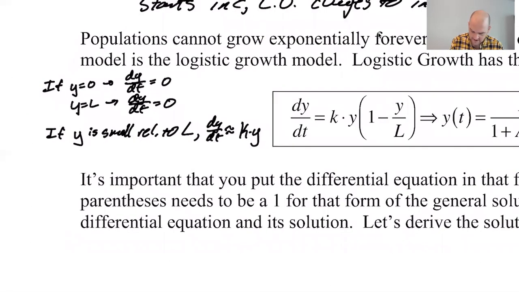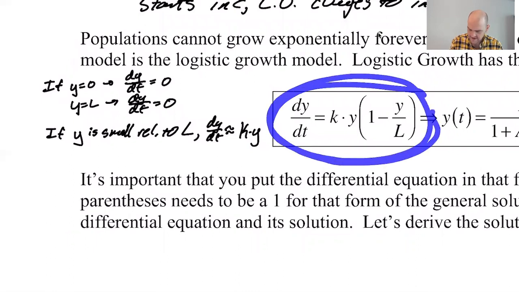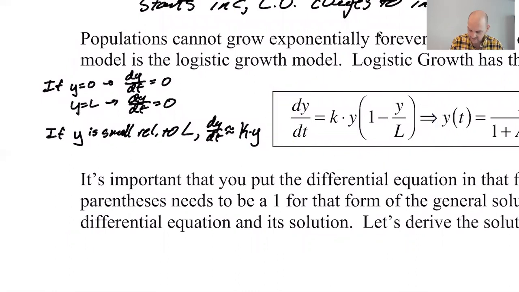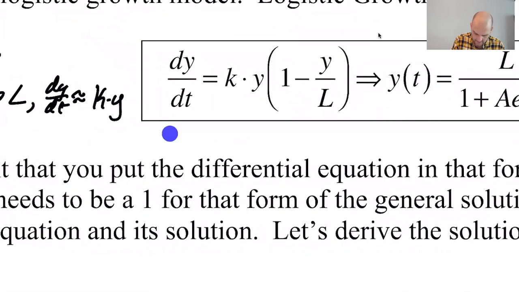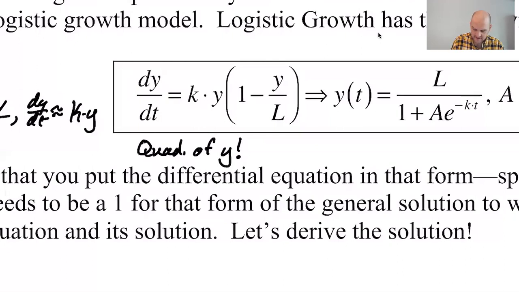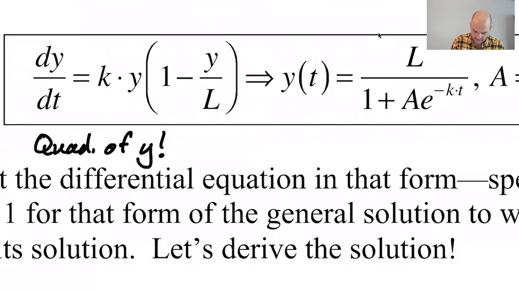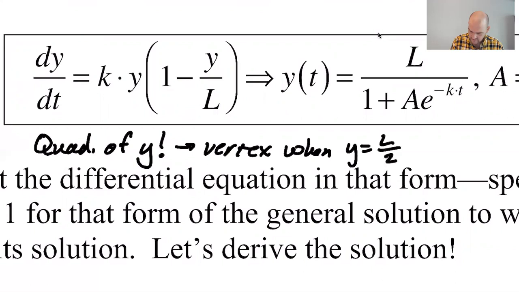Another thing to notice about this differential equation is that it's actually a quadratic function in y. The zeros of this differential equation are y equals 0 and y equals L. The vertex is going to be at the average of 0 and L, right? That is when y equals L over 2.